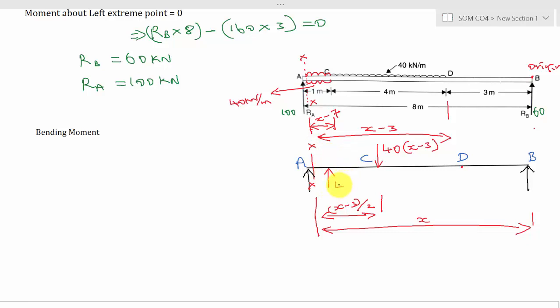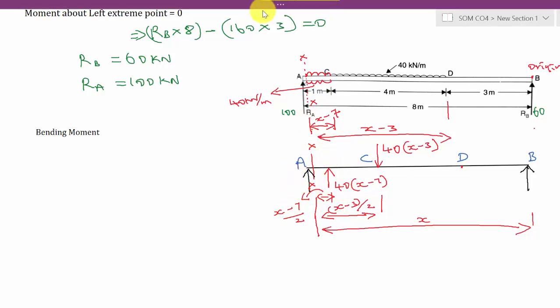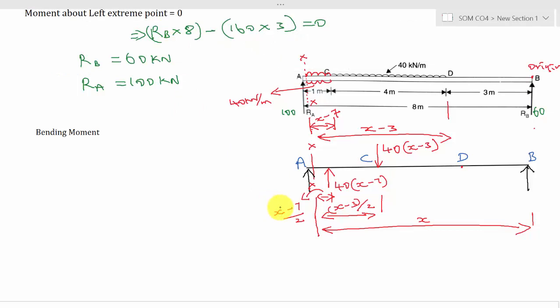So its magnitude is 40 into x minus 7, and its distance is actually half of the length, that is (x minus 7) divided by 2. So now this beam is subjected to two reaction forces, that is 100 in the upward direction, 60 in the upward direction, then this 40 into (x minus 3) in the downward direction at a distance of (x minus 3) divided by 2, and another 40 into (x minus 7) in the upward direction at a distance of (x minus 7) divided by 2.